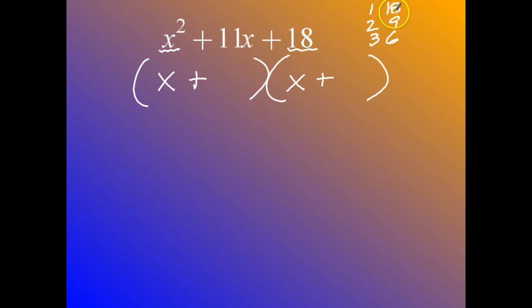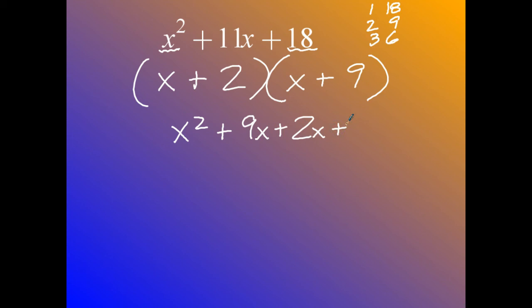All right, well, if I quickly look at my little list here, 1 and 18 is going to add to 19. 2 and 9, bingo, that's 11. And then 3 and 6 would add up to 9. Okay, so I'm going to fill this in: x plus 2, x plus 9, and there we go. There we've got our factored form. And let's go ahead and check it. We've got x times x is x squared. I've got 2 times x is 2x, and 9 times x, well, I'll just do this. x times 9 is 9x, and then 2 times x is 2x.